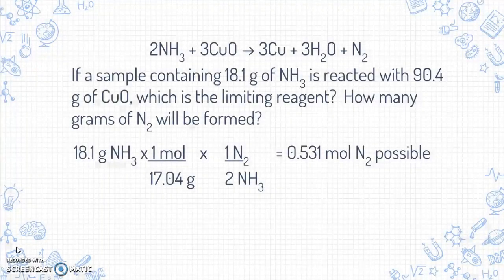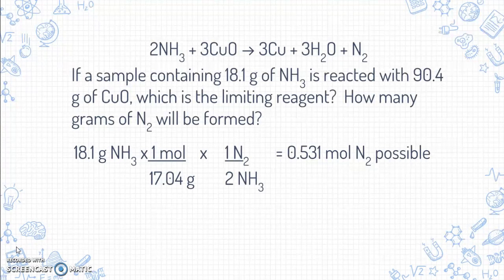So you can see here, I've gone ahead and shown the work for the first 2 steps of stoichiometry using the ammonia. We convert the ammonia from grams to moles, and then moles of NH3 to moles of nitrogen. And that would produce 0.531 moles of nitrogen if the ammonia was limiting. This molar mass, I think, is the IB molar mass. I think AP would be 17.034 or something similar to that.